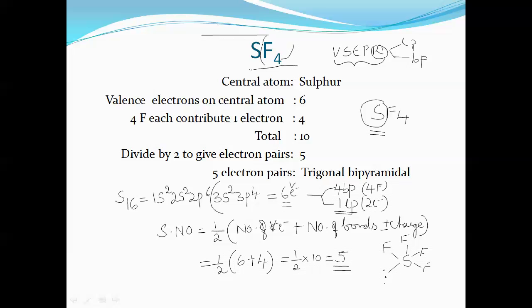Now the question arises how these lone pairs and bond pairs are arranged around the central atom. The electrons involved in the covalent bonds with fluorines are called bond pairs, and the 2 electrons which remain alone are called a lone pair. So how are these arranged around the central atom? Let's look at this now.